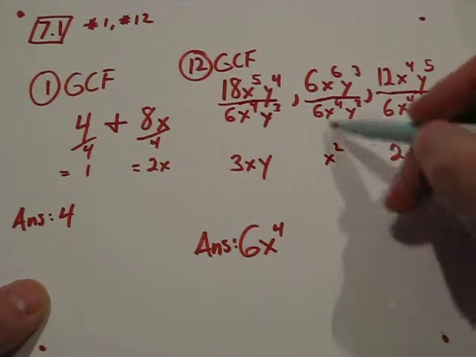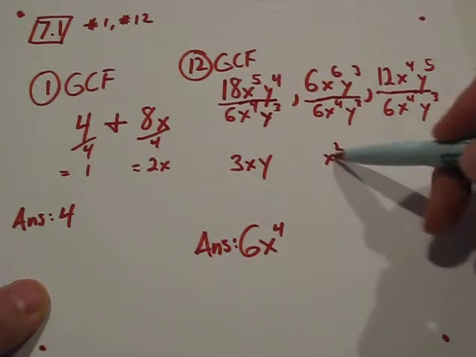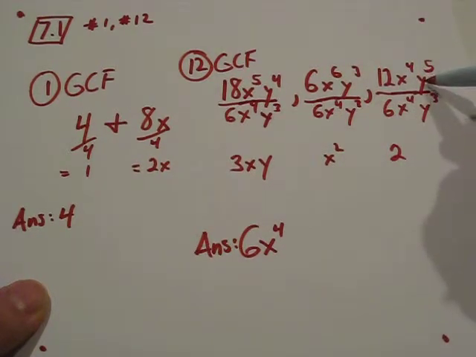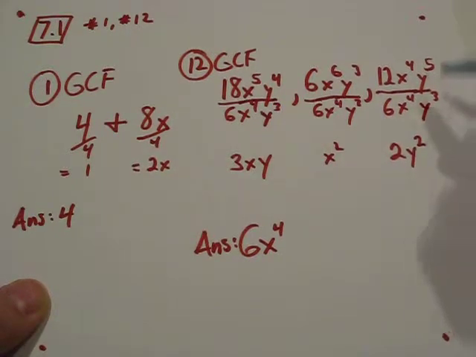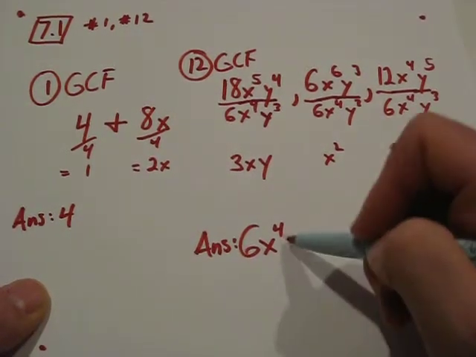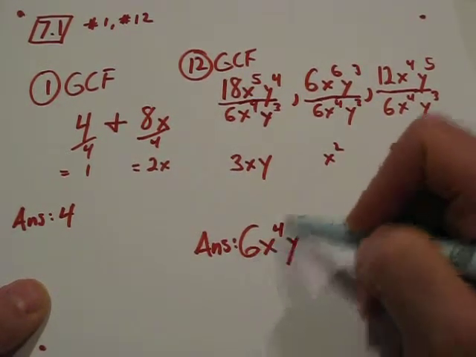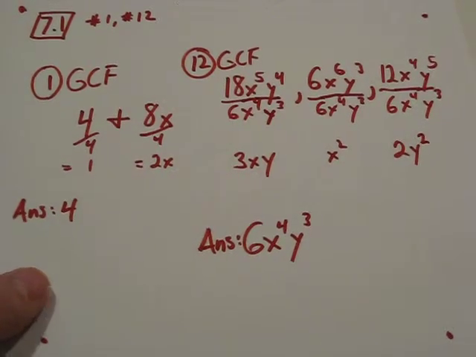That is our only part of this term left in this problem. And then y to the 5th and y cubed, which brings us down to y squared. 5 minus 3 is 2. And so my answer is 6x to the 4th, y cubed, as my greatest common factor.